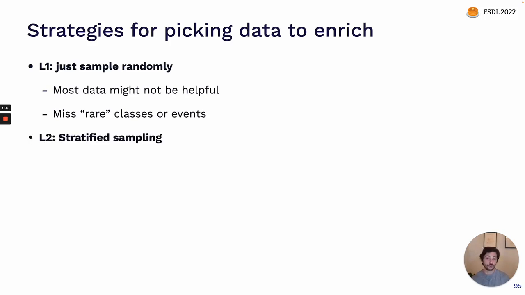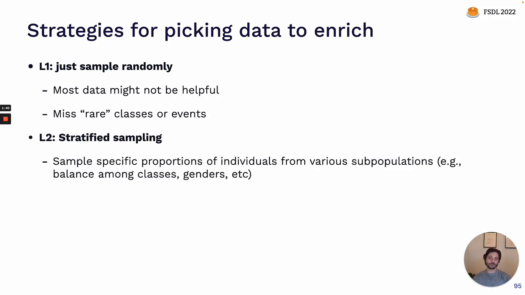if you just sample randomly. A way to improve on random sampling is to do what's called stratified sampling. The idea here is to sample specific proportions of data points from various subpopulations. So common ways that you might stratify for sampling in ML could be sampling to get a balance among classes, or sampling to get a balance among categories that you don't want your model to be biased against, like gender.